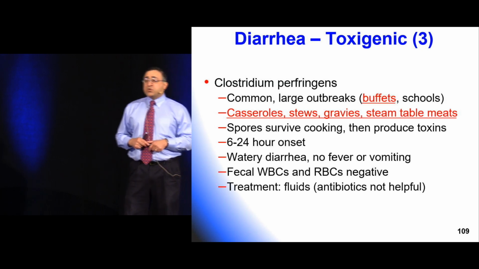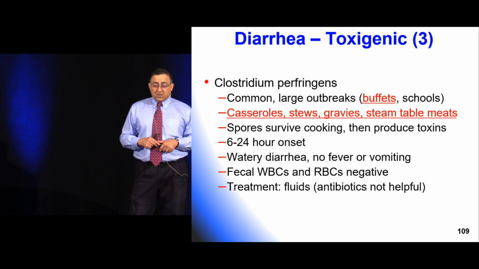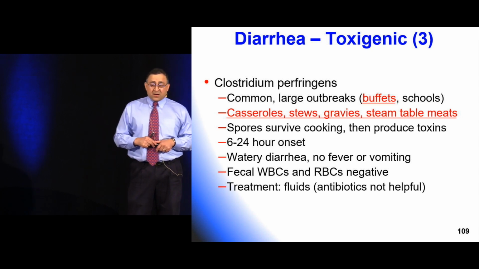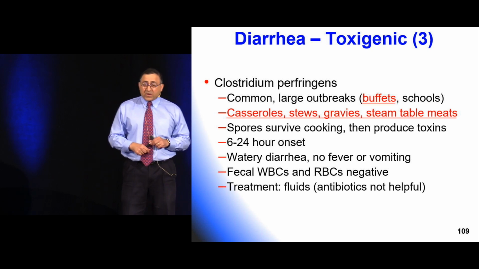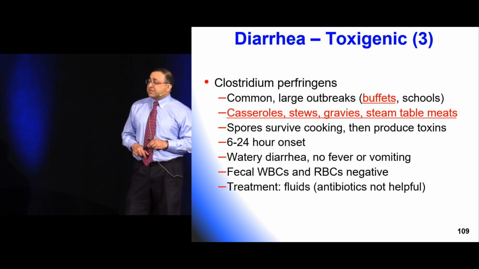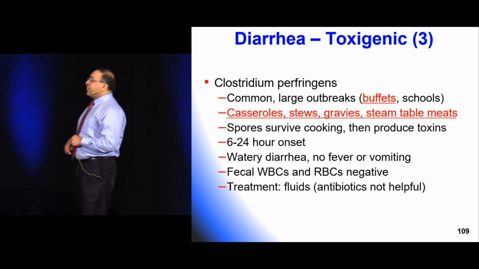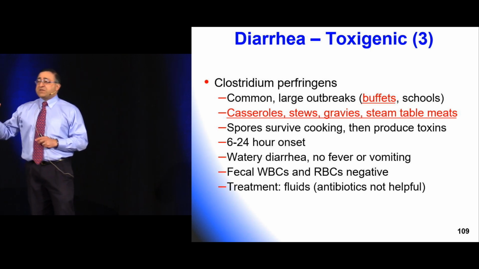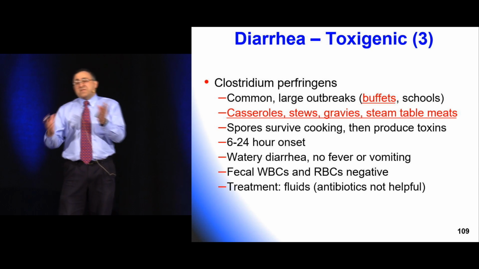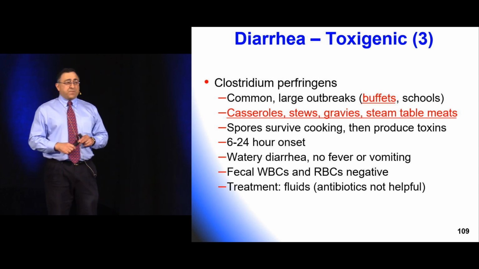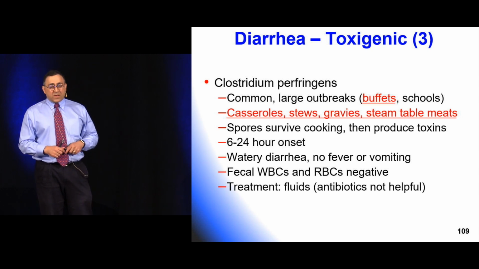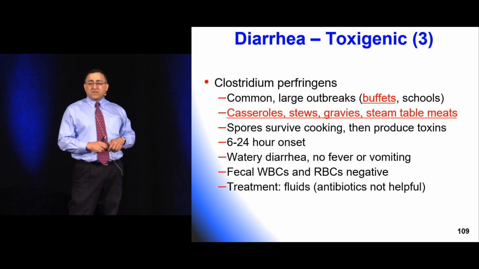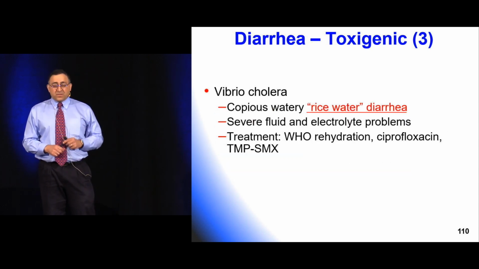All right. Clostridium perfringens can produce this toxogenic diarrhea. And the key thing here is casseroles, stews, gravies, steamed table meats. Think about this as if there's an outbreak at a school from cafeteria food. There's not much else special about this, but there's really no other bacteria that typically gets linked to gravies and stews. So that's kind of the way I think of it. Antibiotics usually don't work. It tends to be self-limited.